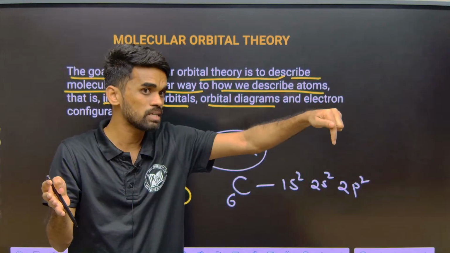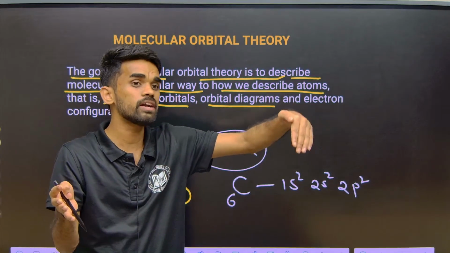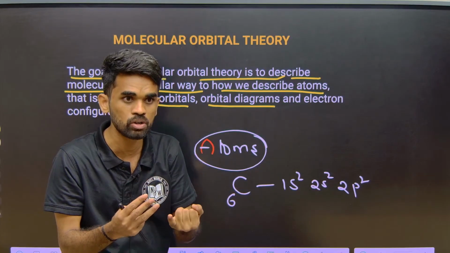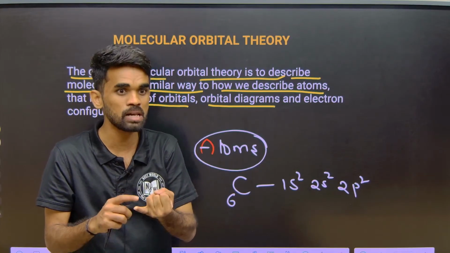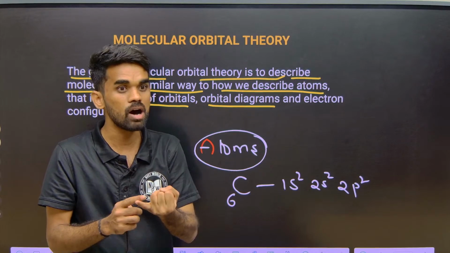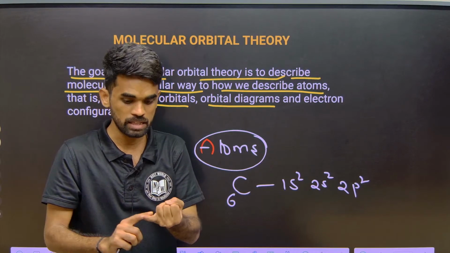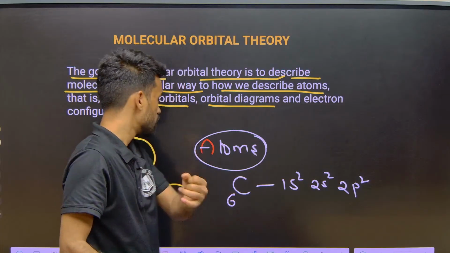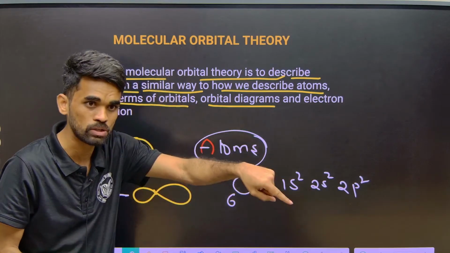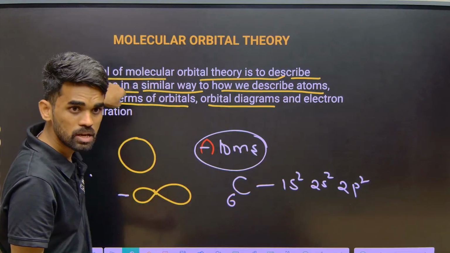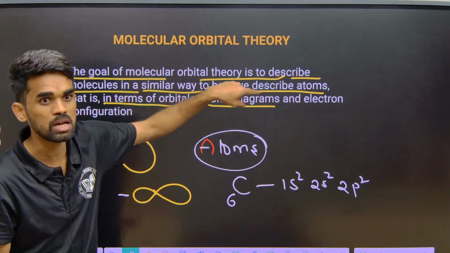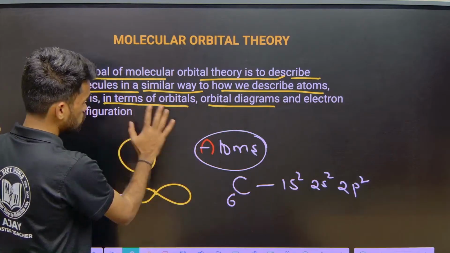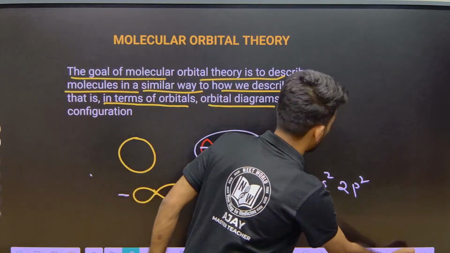The filling of electrons takes place according to their energies, following 3 rules. What are the 3 rules I told you? Pauli's exclusion principle, the Aufbau principle, and Hund's rule of maximum multiplicity. We discussed these during quantum numbers in structure of atom. By following those rules, we fill electrons in molecules also, following molecular orbital energies. I am going to explain that. This is the main importance here.